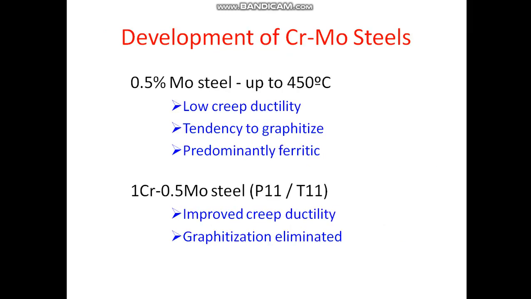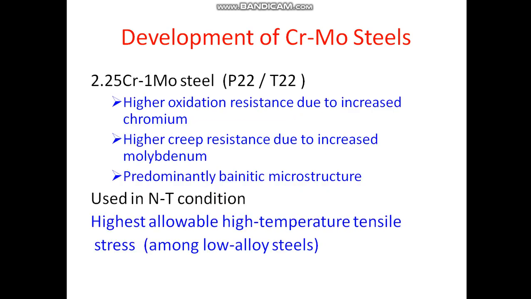Regarding development of chromoly steel, half chromoly steels were used successfully up to 450 degrees Celsius, but they have low creep ductility, a tendency to graphitize, and a predominantly ferritic structure. Having a tendency to graphitize, the strength drops, and the structure is entirely ferritic. Next, 1 chrome half moly steel, P11 T11, has improved creep ductility, and graphitization is eliminated with the development of alloy elements.